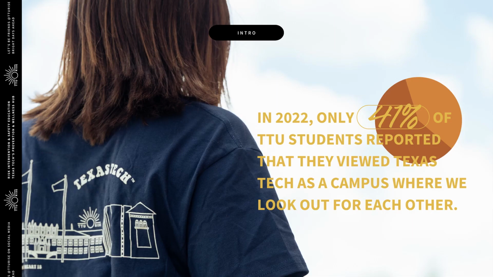In 2022, only 41% of Texas Tech students reported that they viewed Texas Tech as a campus where we look out for each other. Now, we've talked several times about how vast Texas Tech campus is and the population is here. So 41% is less than half of the over 40,000 students who go to school here. So the only way that we can increase this number is by looking out for one another and making sure that this is a community and a safe place for anyone who lives here or goes to school here.